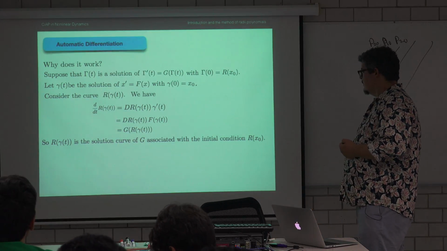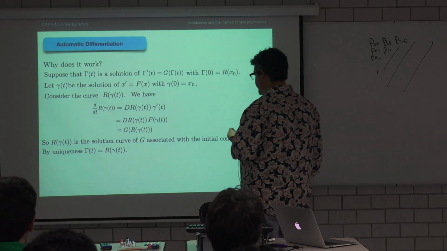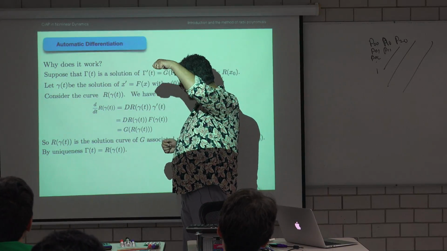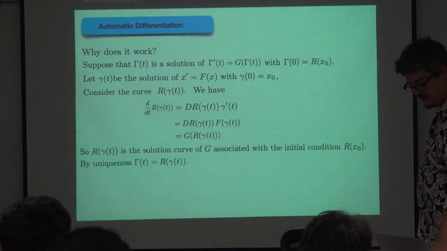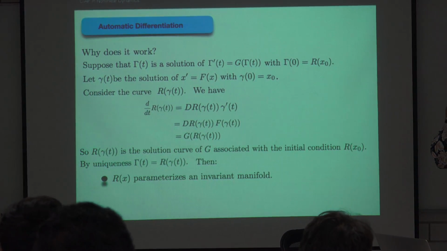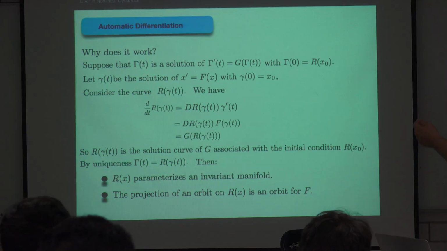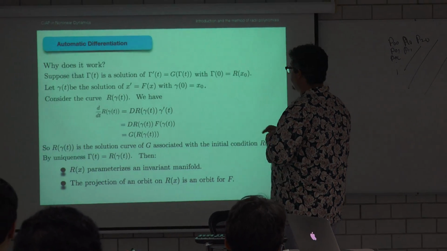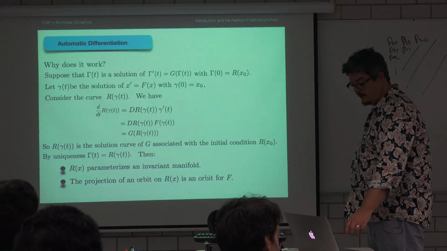Right? So this tells you a number of things. It tells you that gamma t, the solution in the bigger space, is R of the solution downstairs. It tells you that the image of R is invariant, because if you start on it, you stay on it. And it tells you you can recover the dynamics from F by looking at the dynamics for G and then projecting into the first n coordinates. Okay?